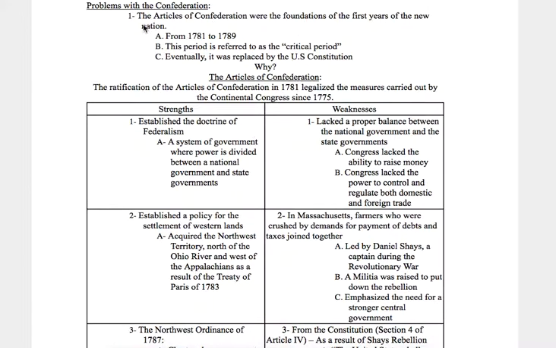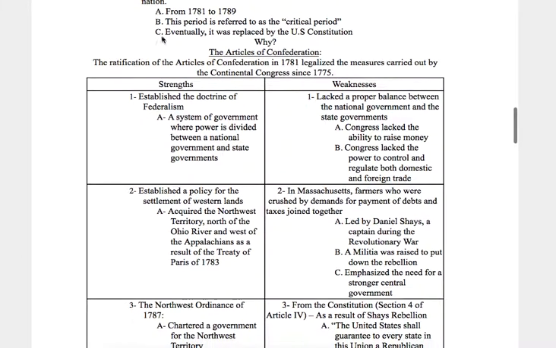Problems with the Confederation. The Articles of Confederation were the foundations of the first years of the new nation. A. From 1781 to 1789. This period is referred to as the critical period. Eventually, it was replaced by the United States Constitution. Why? The Articles of Confederation.